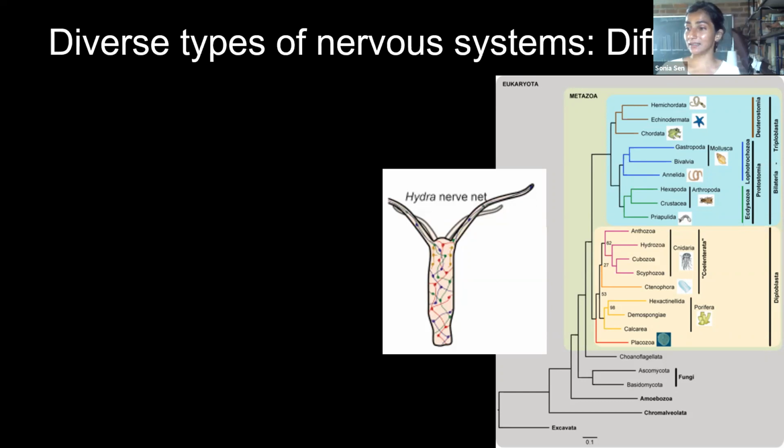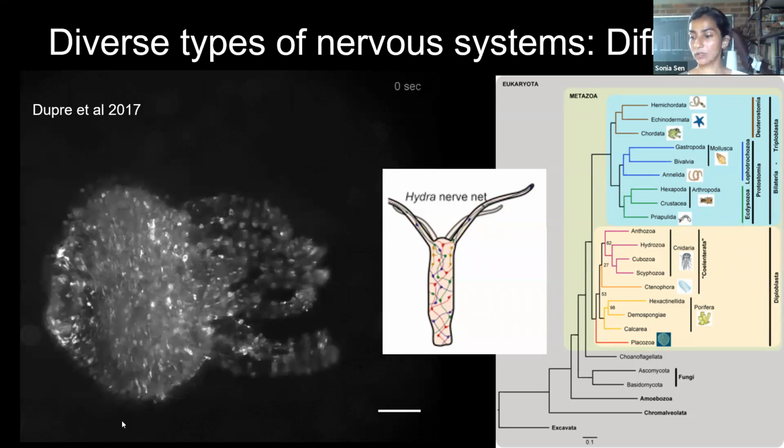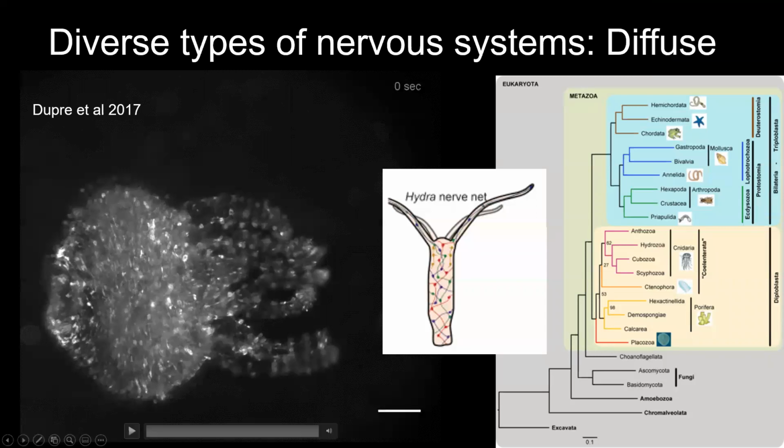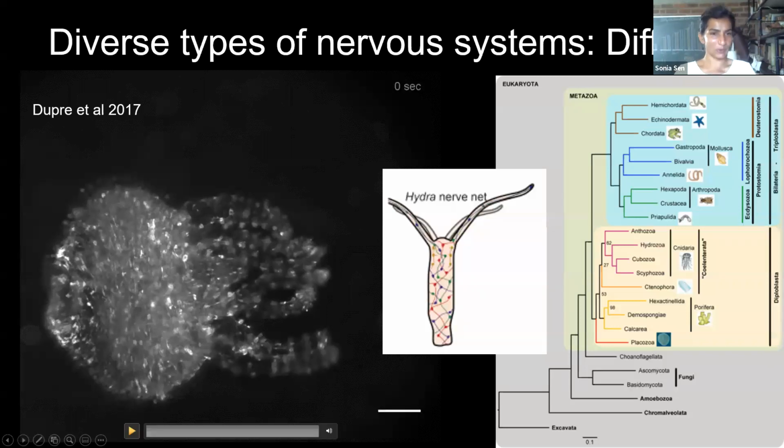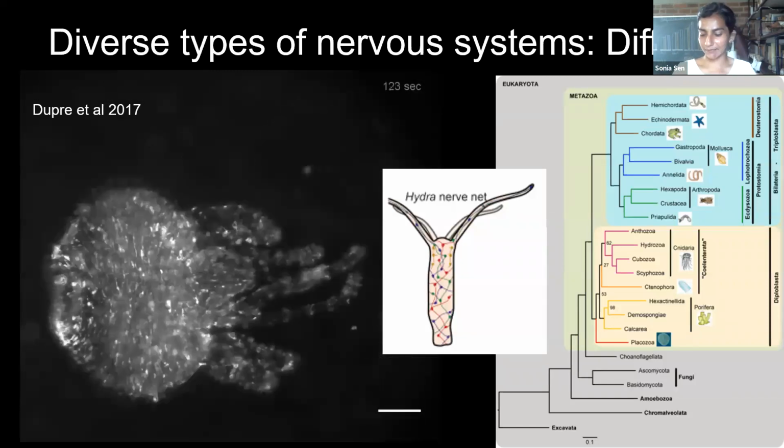So you can see that in this beautiful movie made not too long ago, where these guys looked at a hydra responding to the environment, and they were monitoring calcium activity in the neurons. And you can see the simple nervous system allows the organism to respond to behaviors. But it's not a complex nervous system.